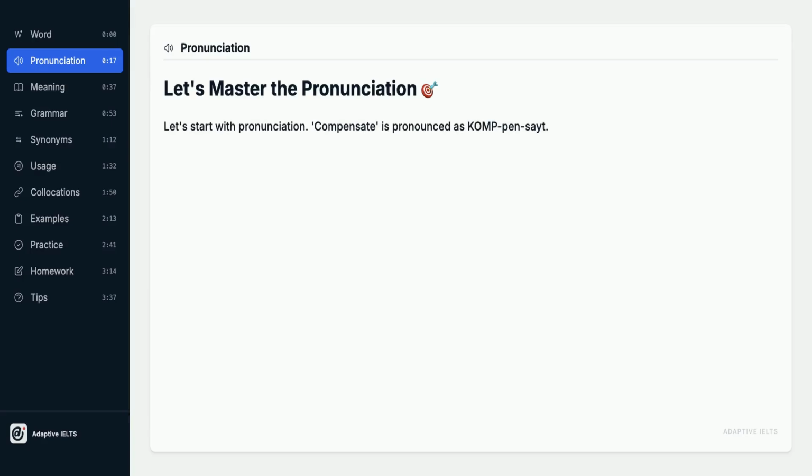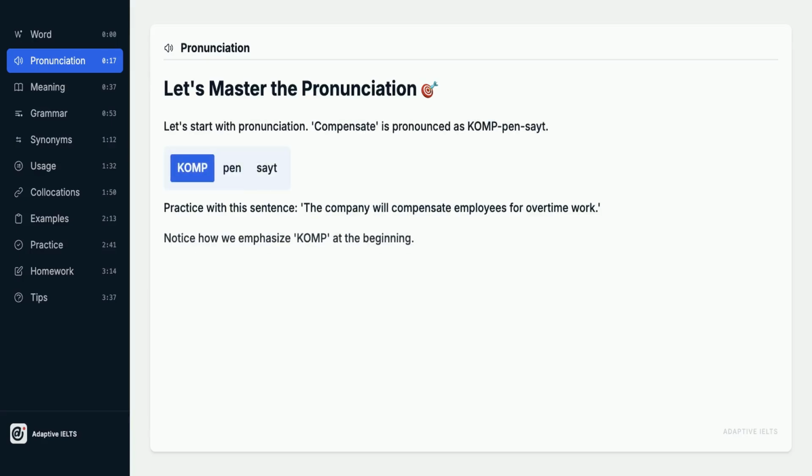Let's start with pronunciation. Compensate is pronounced compensate. Break it down with me. Comp, stressed, pen, sate, like sate with a T. Practice with this sentence. The company will compensate employees for overtime work. Notice how we emphasize comp at the beginning.